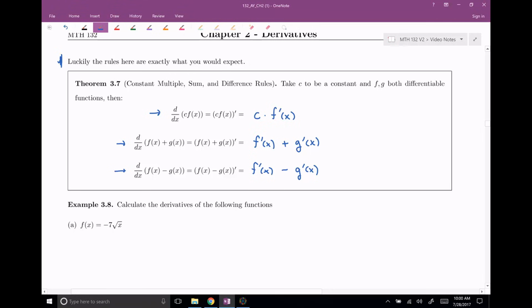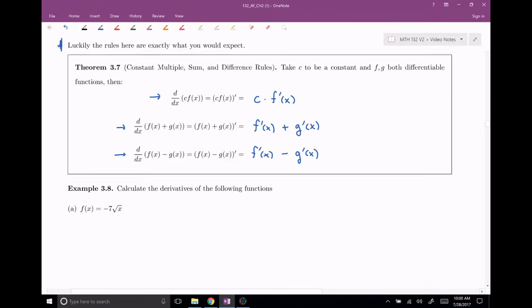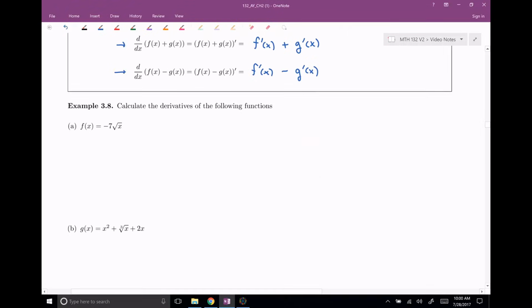All right, let's apply these to some actual examples. So the first one, calculate out the derivatives for the following functions. All right, we have negative 7 times root x. So in fact, maybe even before I start taking the derivative here, let me go ahead and remind us that root x, or the square root of x, is the same thing as x to the 1/2 power. We're going to use this a lot, so make sure you have this put to memory.